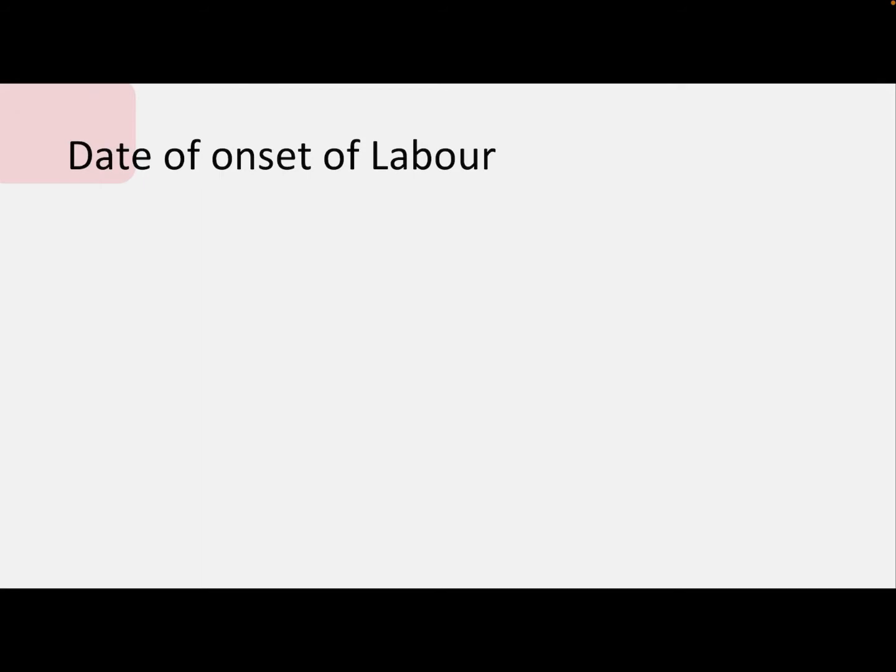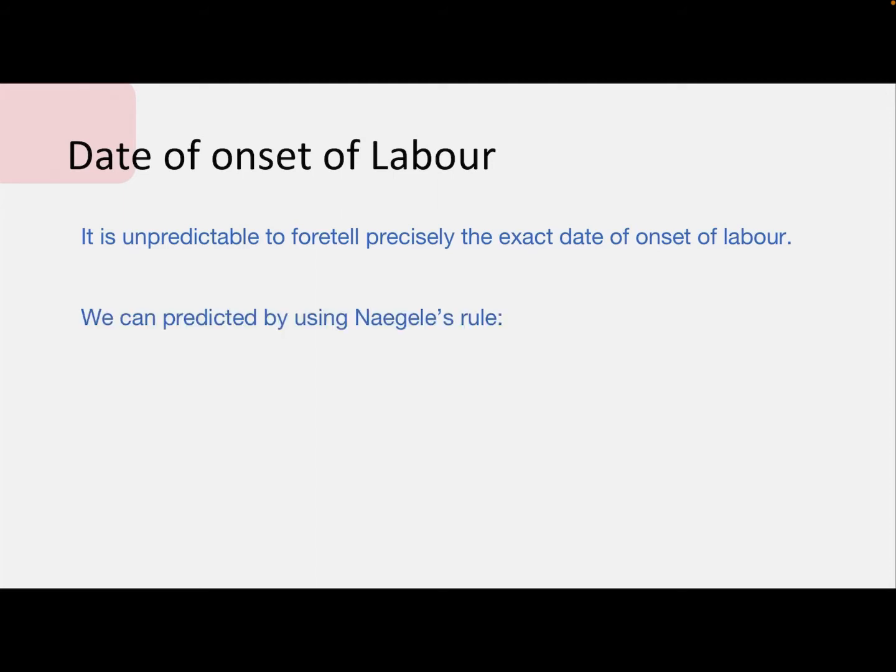My second introduction: what is the onset of labor? Actually, labor is not precisely predictable, but we can predict it by using Nagel's rule. Okay, what is Nagel's rule? It is a formula by which we can calculate the approximate day of delivery. So what is this formula? It is the first day of the last menstrual period plus 7 days minus 3 months plus 1 year.